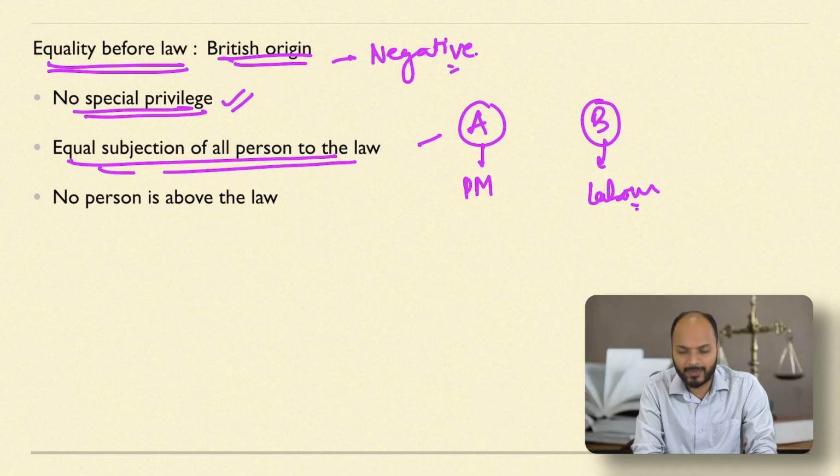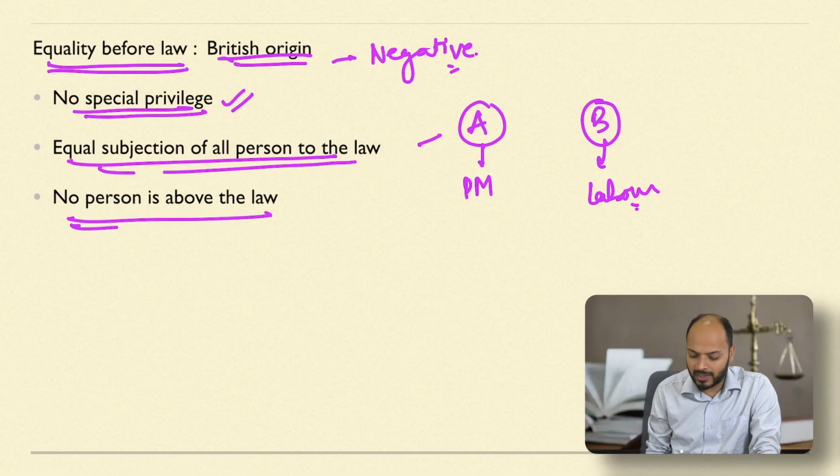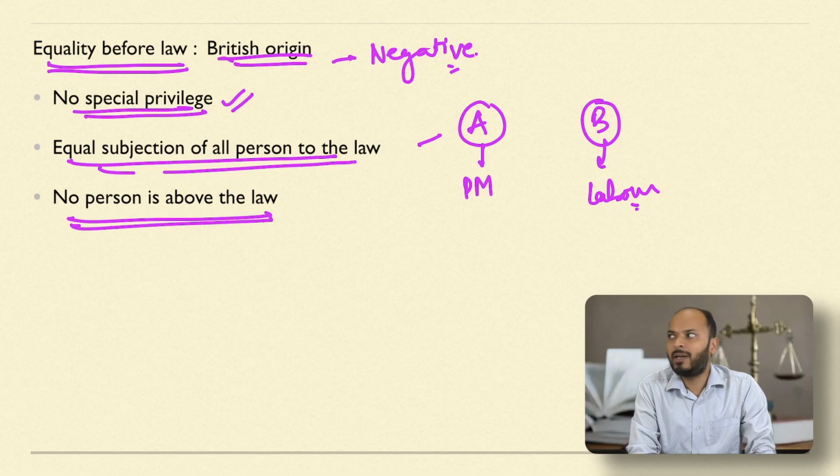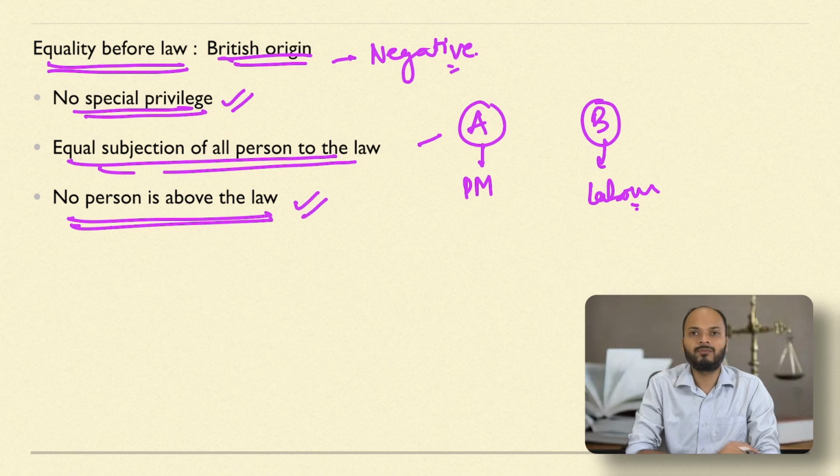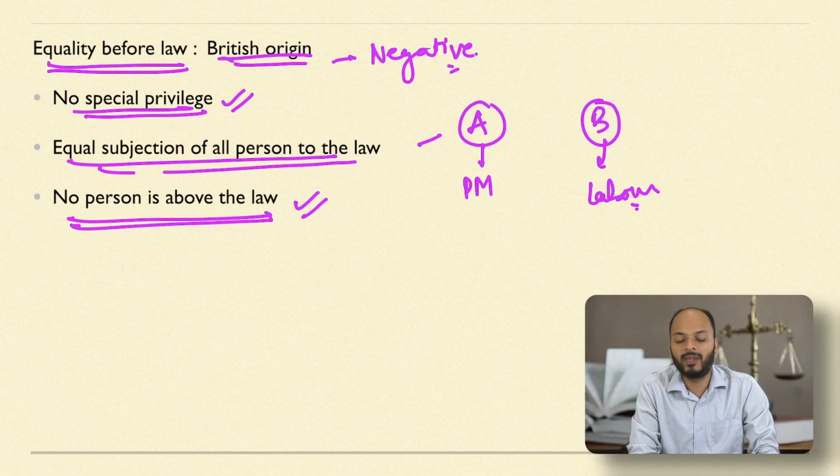And the third aspect of equality before law is that no person is above the law. It doesn't matter whether you are rich or poor. It doesn't matter whether you are a government official or a common man. It doesn't matter what your status is. Everybody is below the law. Law is supreme, right? That is what equality before law means.